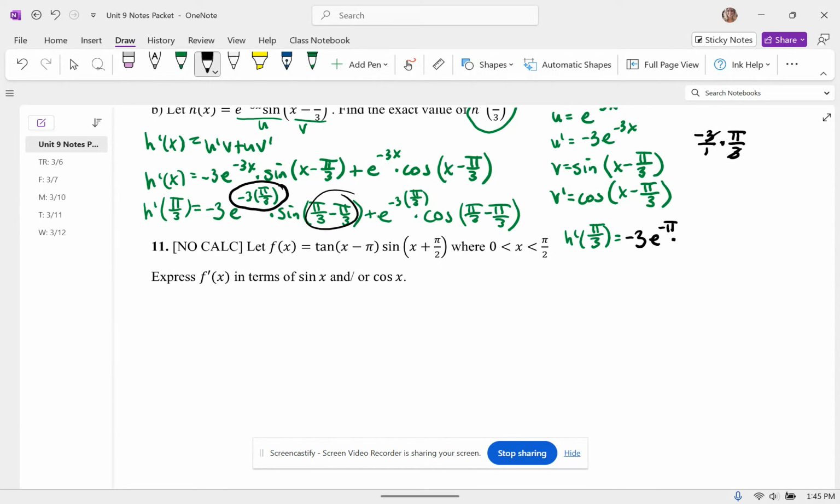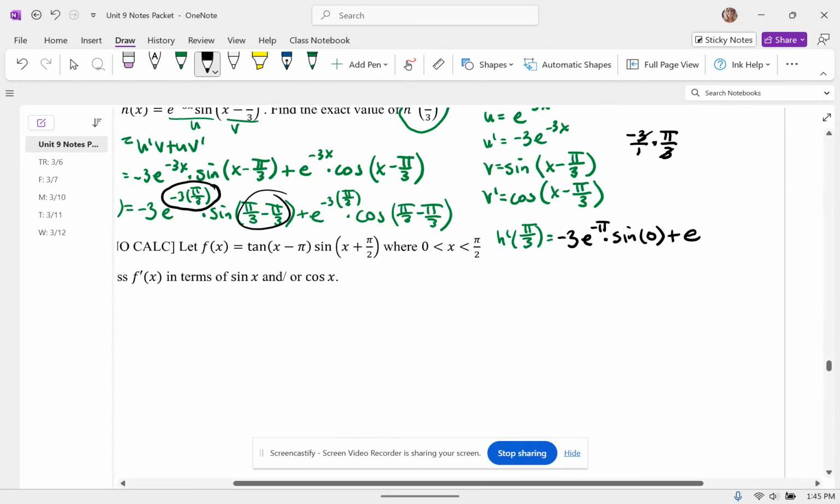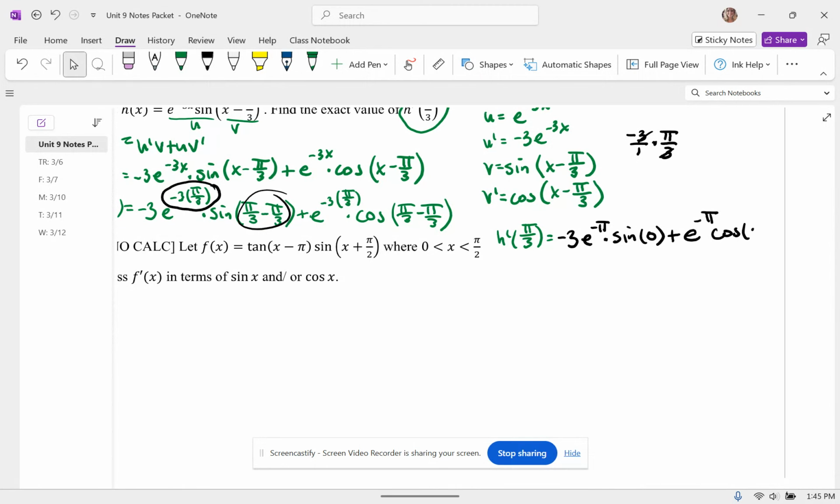Times, what's pi over 3 minus pi over 3? 0. Yeah, so all that stuff's going to drop off, right? And then I have e to the, we just simplified that, it ends up being negative pi, and then cosine of 0. Okay, so the sine of 0 is 0, so I now have h prime of pi over 3 equals, this whole thing is 0, and then now I have e to the negative pi. What's the cosine of 0? 1.